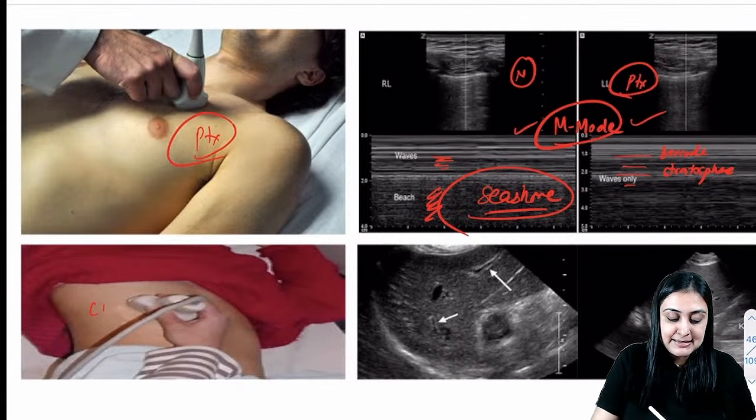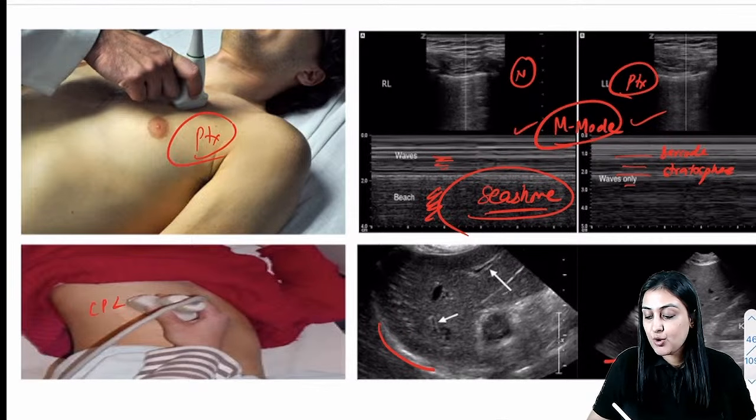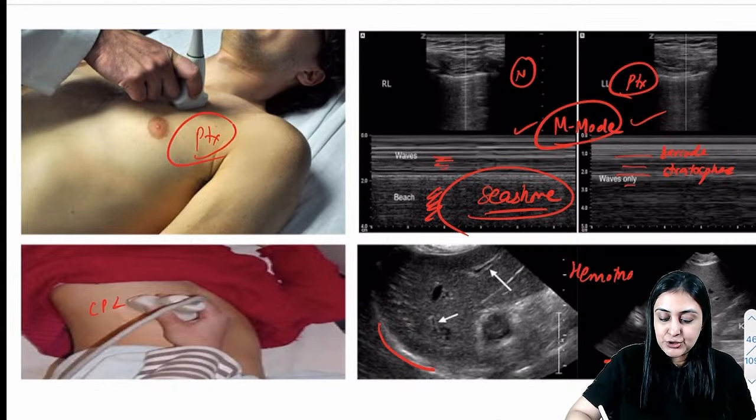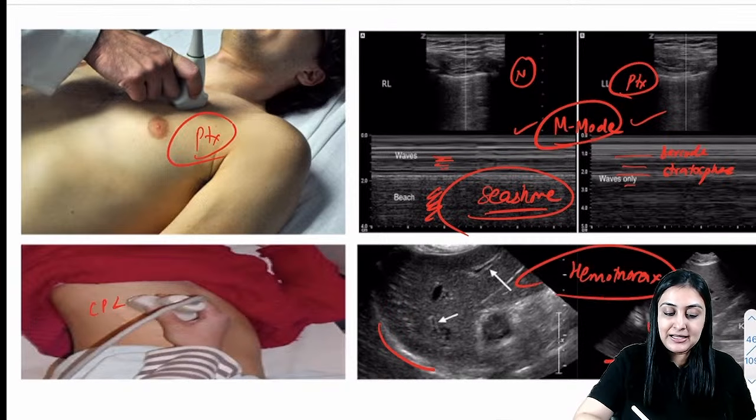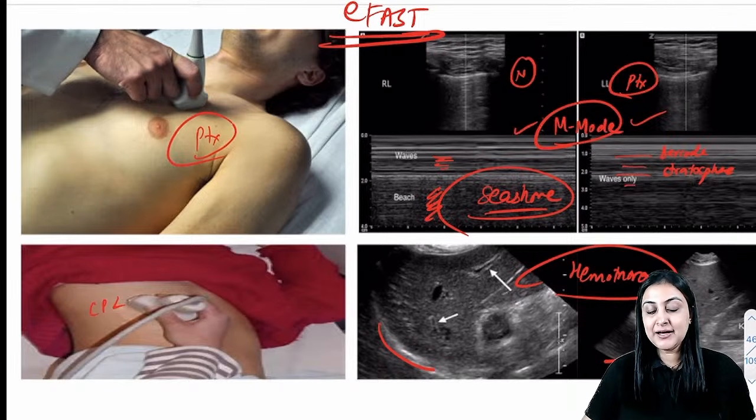And when I look at CP angle for fluid, when you see this black fluid at costophrenic angle, this is for hemothorax. So when we look for pneumothorax and hemothorax, this becomes E FAST, right? So this is thorax. Understood everybody? Did you understand FAST?